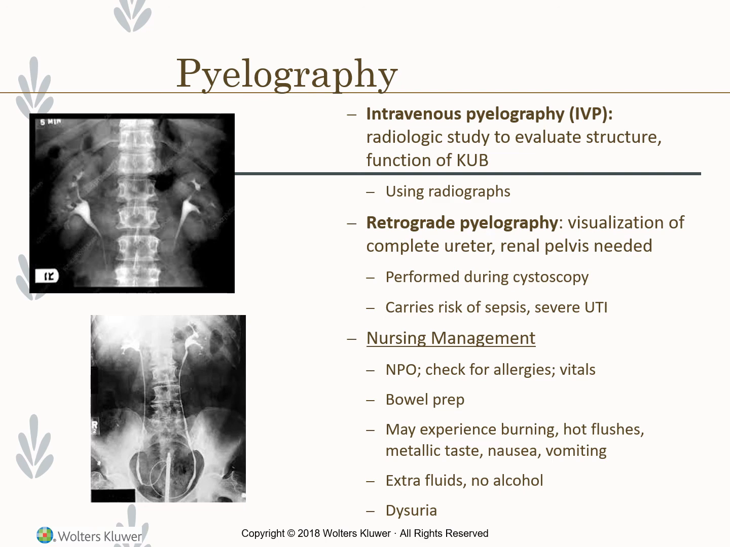Nursing management includes NPO status for your patient, check for allergies, make sure they're not allergic to any dyes or the dye used for the contrast, and check their vitals. You're going to need to have them do a bowel prep so that they can see these GU organs. They may experience burning, hot flushes, metallic taste, nausea, and vomiting with the dye. Follow with extra fluids, no alcohol, and there will be dysuria after the procedure.